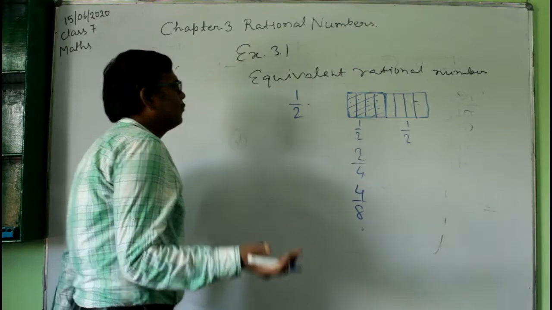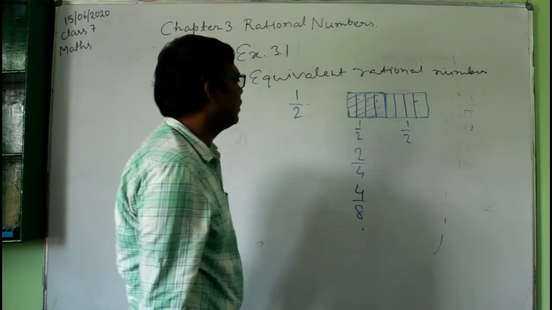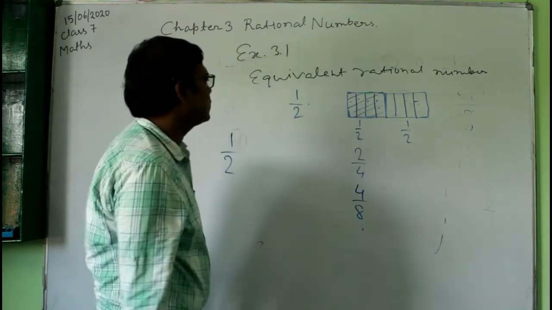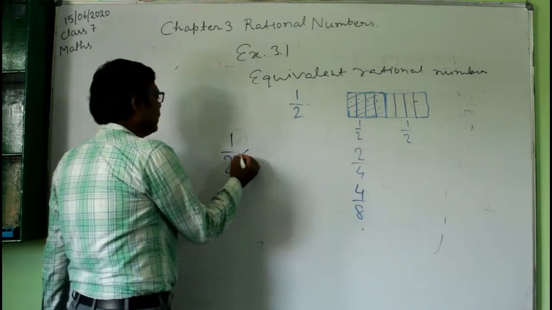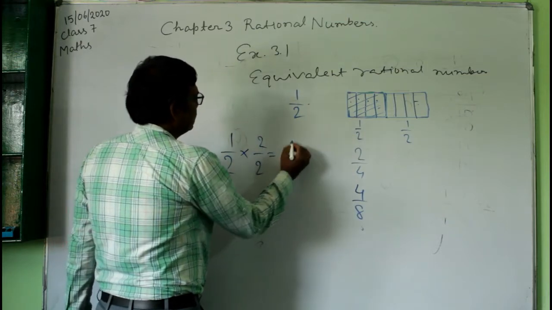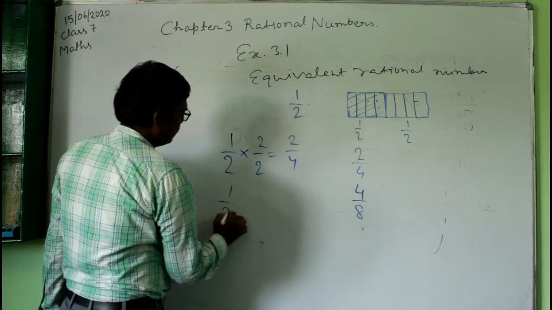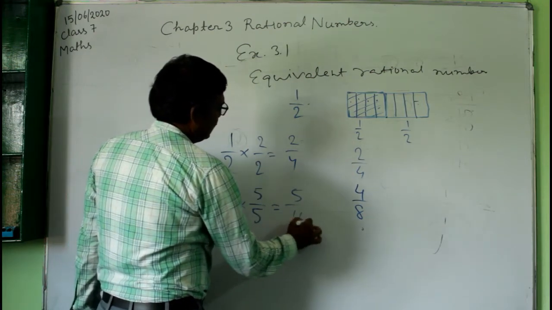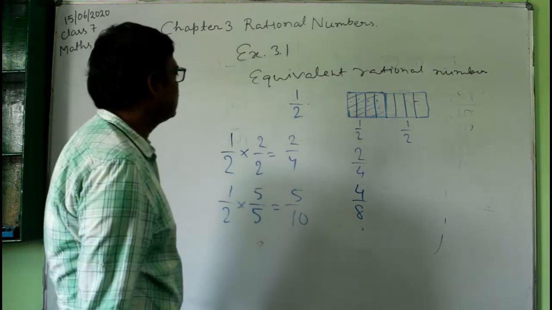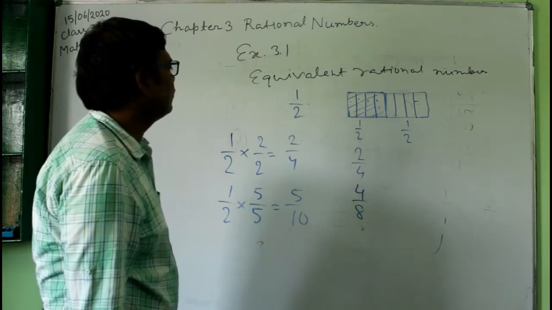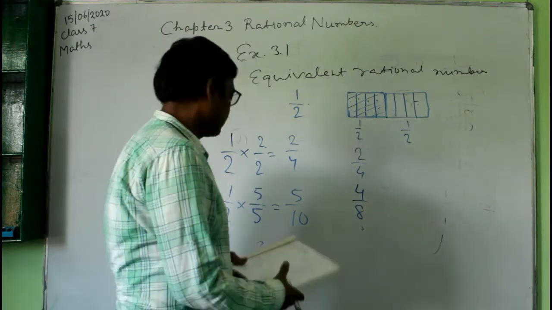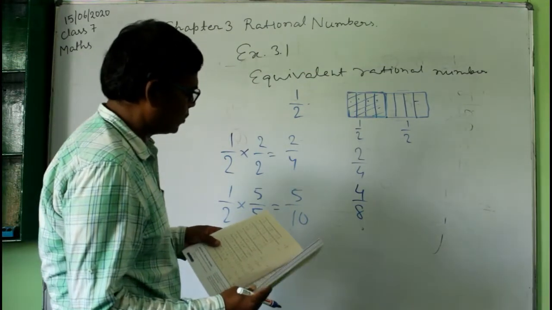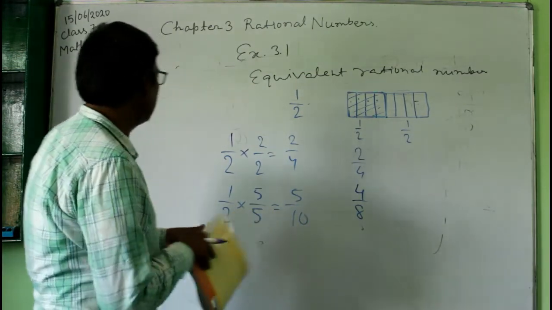And when we find the equivalent fractions of a given number, you can find as many rational numbers as you want. Just multiply the numerator and denominator by the same number. It will be 2 by 4, and if you multiply 1 by 2 by 5 by 5, you will get 5 by 10 and so on. So there are infinite equivalent rational numbers of a given rational number. In this question you have to find 3 equivalent rational numbers of the given number, like minus 4 by 7.